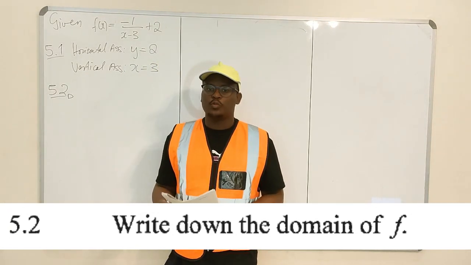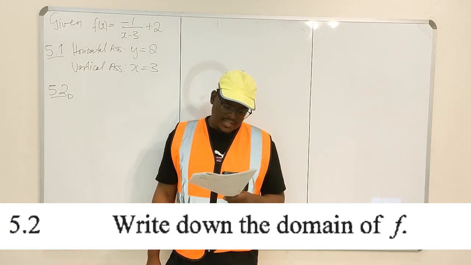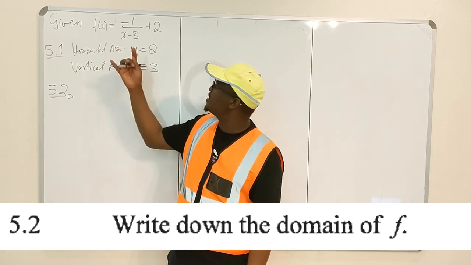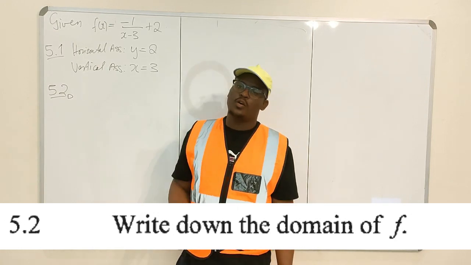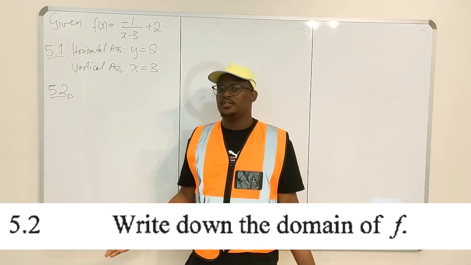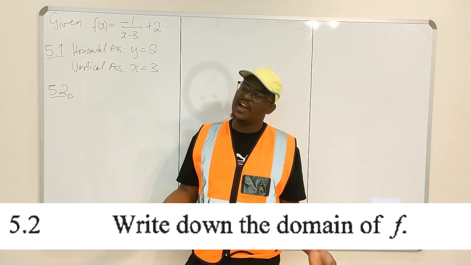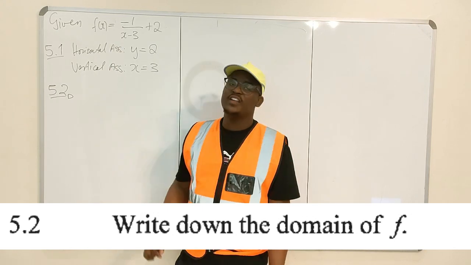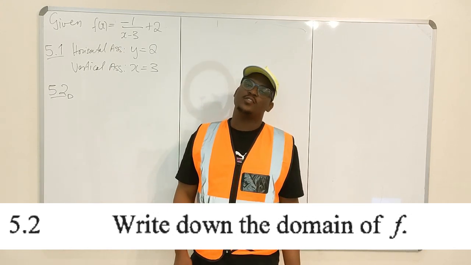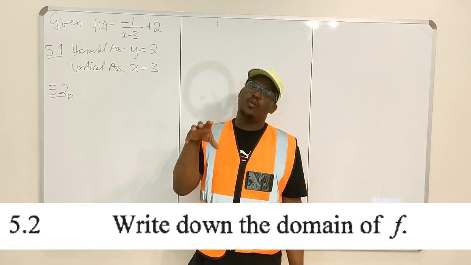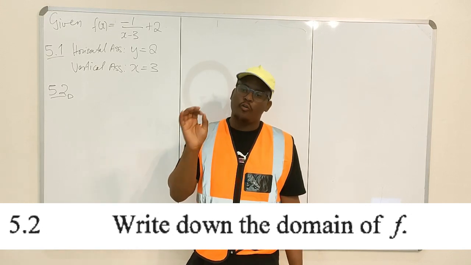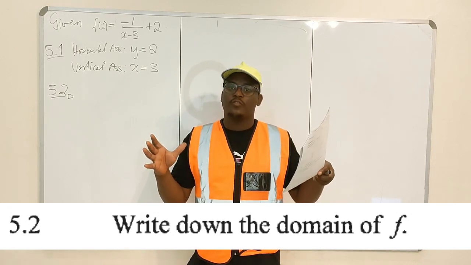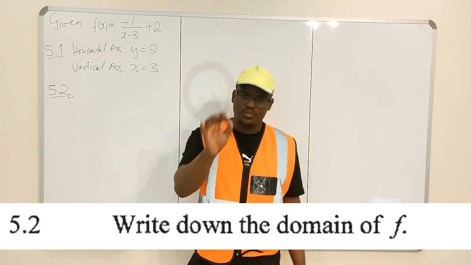Now, we go to 5.2. Write down the domain of f. So they want you to write down the domain of the function f. So the first thing you need to know is what the domain is. So you must be able to define or know what that means. Then once you know what it is, you'll be able to find the domain of your function. So a domain is a set of x values for which our function is defined. It is the set of x values for which our function is allowed to be used.